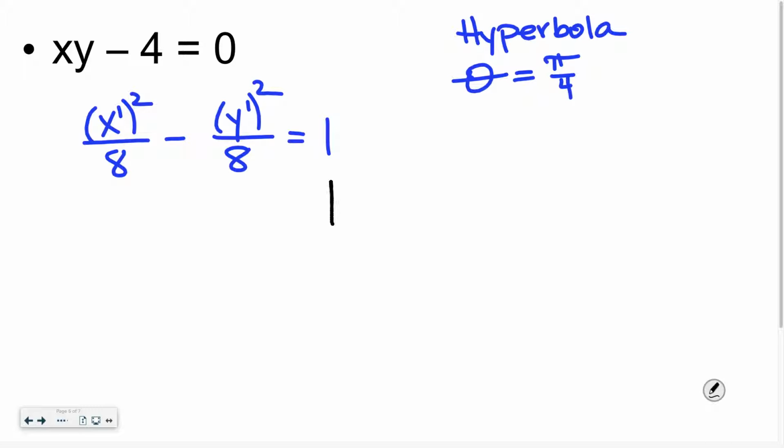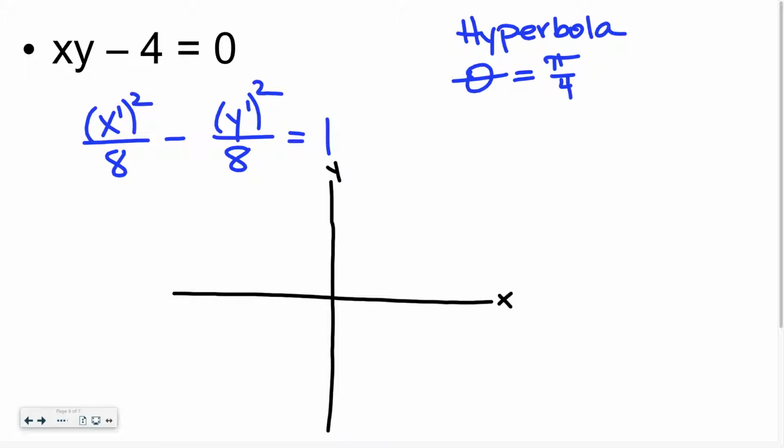So we have the XY axis. Okay? And we are going to graph this, and basically we're going to use a trick. We are going to draw an X prime and Y prime axis and graph on that. But then when we look at our XY axis, it will look like a rotated conic.